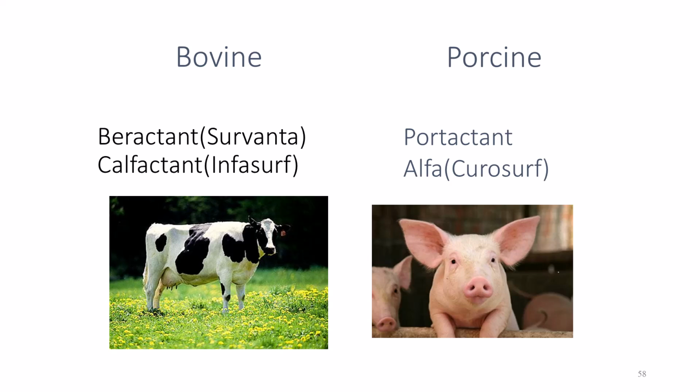Bovine surfactants are often modified with synthetic additives, while porcine surfactants are more heavily purified to retain natural proteins. Both types have been shown to be effective in treating respiratory distress syndrome, but porcine surfactants are sometimes preferred for their rapid action and high phospholipid content, while bovine surfactants are valued for their widespread availability and proven clinical efficacy. Ultimately, the choice between the two depends on clinical context, availability, and specific patient needs.